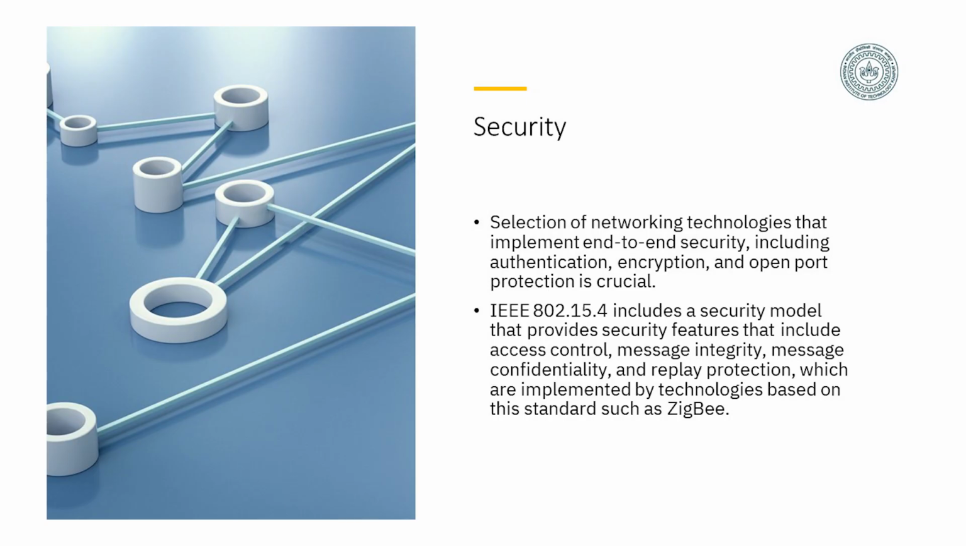IEEE 802.15.4 includes a security model. It provides security features that include access control, so how to control the access of different users, integrity of messages, so messages are in the right order, confidentiality of the messages and replay protection. These are implemented by technologies such as Zigbee. Look up what Zigbee stands for.